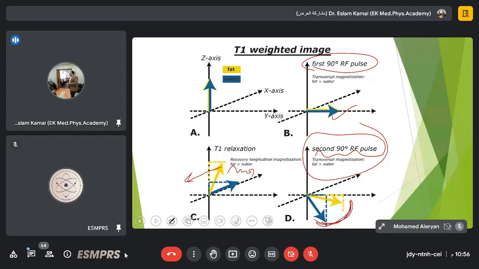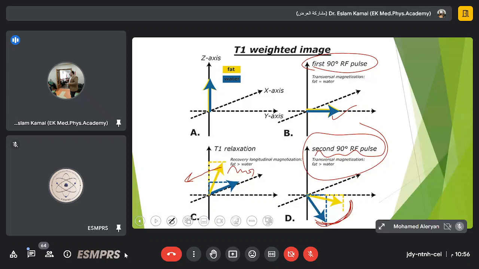Now let me ask you, the first radio frequency pulse is called a 90 degree pulse because you are converting the net magnetization vector for fat and water by 90 degrees. You can apply 180 degrees. At that time, you are converting this vector from 0 to 180 degrees to be in this direction. This is called the flip angle or tip angle. The time between the first radio frequency pulse and the second radio frequency pulse is called repetition time, TR.